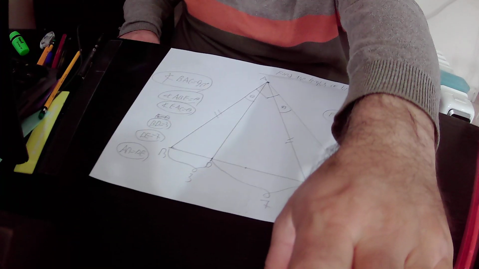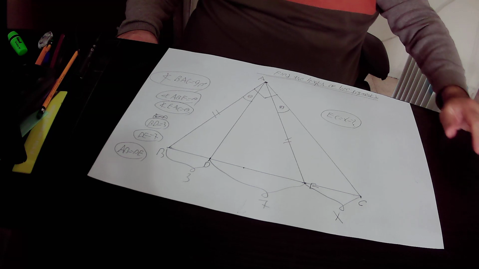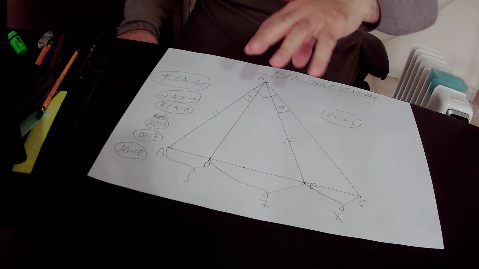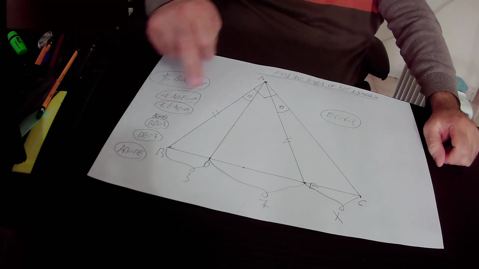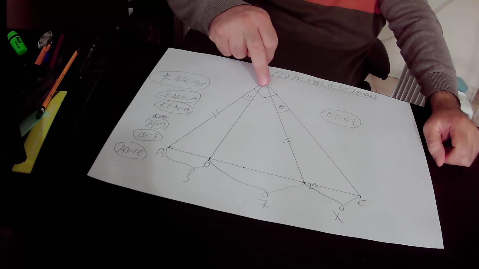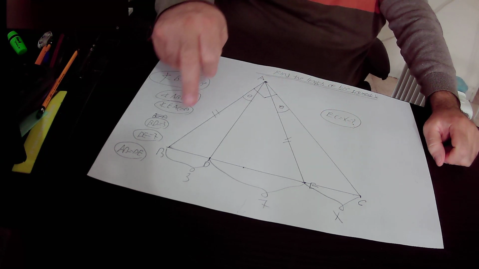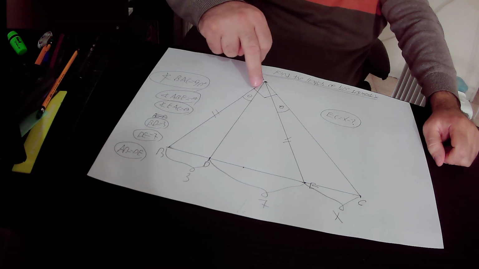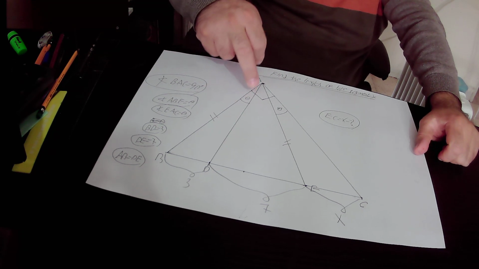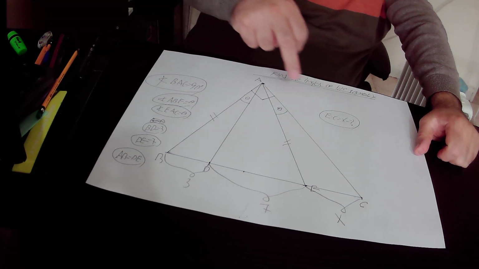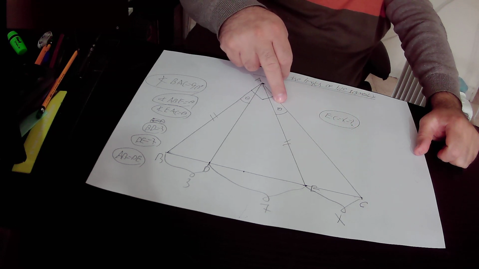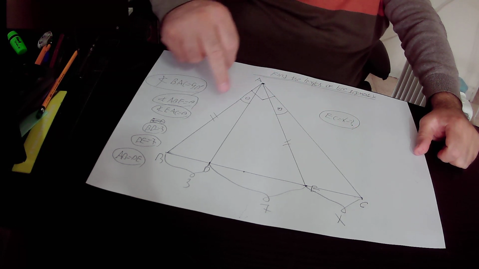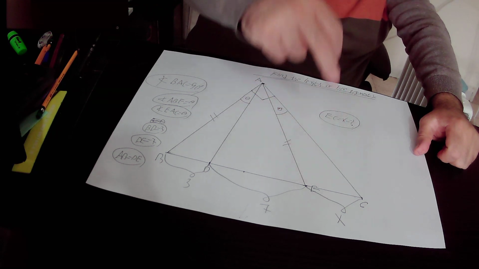Hello, in this lecture we'll find out the value of line segment X. In the drawing we have triangle ABC. We know that angle BAC equals 90 degrees. Angle BAD equals theta, and angle EAC is also equal to theta. We also know that side AB equals side AE.